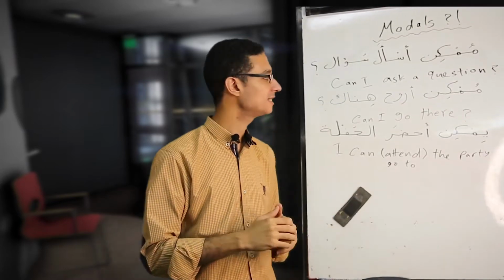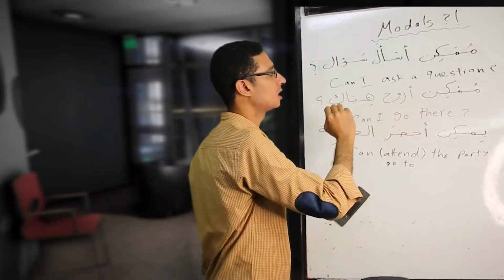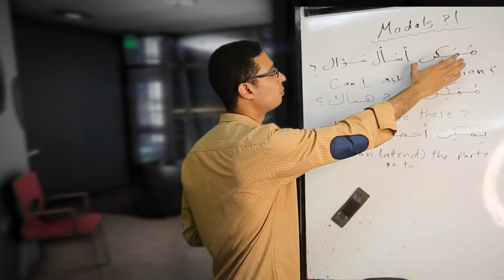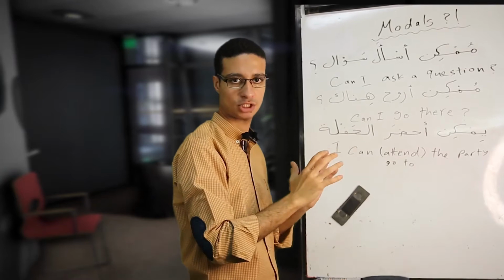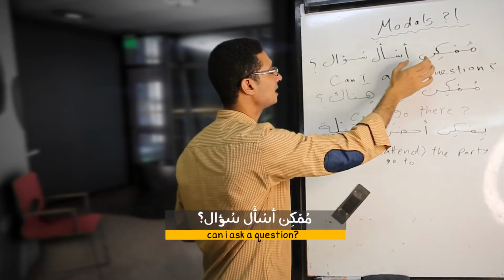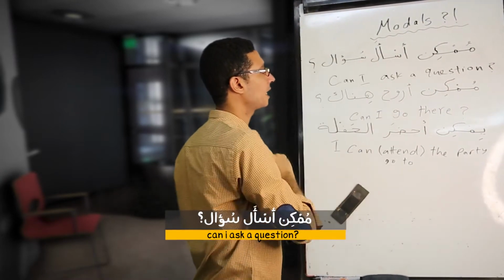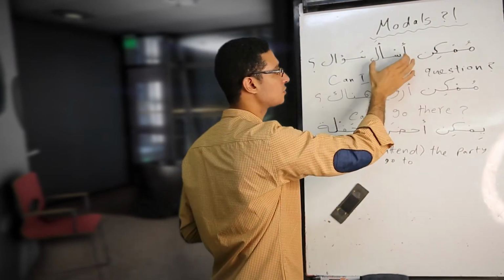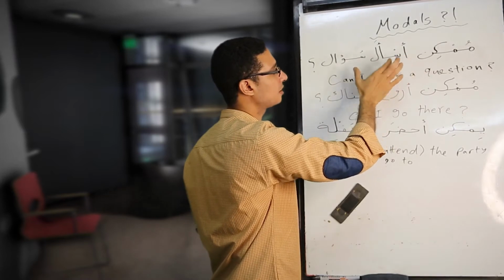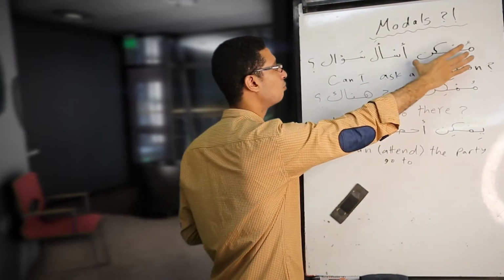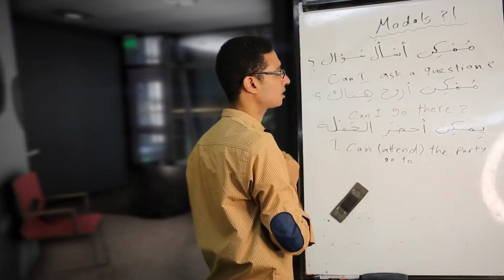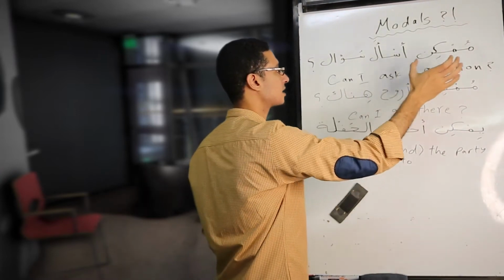The second one is ممكن. ممكن, it's an adjective or active participle. ممكن, it means possible. It's an adjective, possible. So ممكن أسأل سؤال. Here it works like a modal verb. Again, it's followed by a verb conjugated in the present tense without باء. So ممكن أسأل, I ask. سؤال means a question. So can I ask a question?